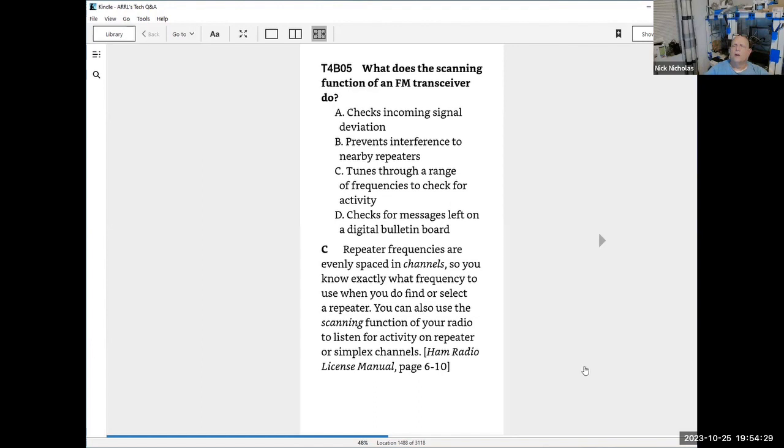What does a scan function on an FM transceiver do? Well, depending on the radio, some radios can scan by squelch, some scan just memories, some scan all of the above. Generally, you set the squelch on the radio, and when you set it in scan, it will go through a region, either the memories or just the spectrum that you're in, and you can set it to go up or down. And some of them will automatically go to the end of the amateur band and go back down. Some you have to hit a reverse or an up or down button to change directions.